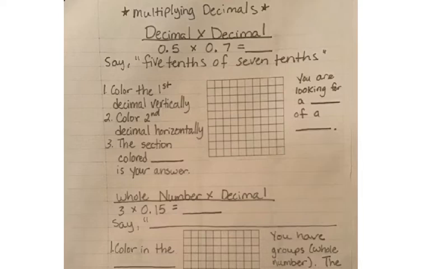Okay, so I have these directions written just like we did with fractions. Just like it, I promise. You're going to go, oh yeah, I remember that. All right, so first we're going to color the first decimal vertically, and that's 5/10. And I'm going to pick up a different color, and I'm going to do my slashes all in the same direction. So we have 1, 2, 3, 4, 5, 6, 7, 8, 9, 10. There's 1/10.